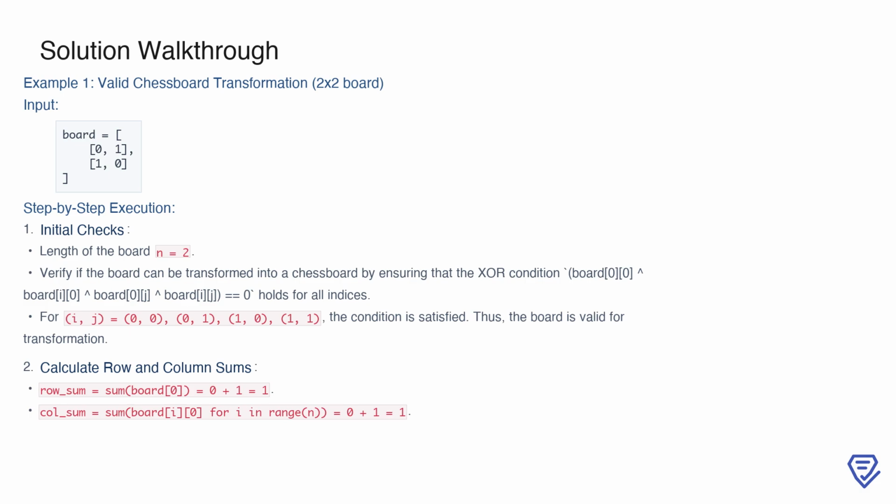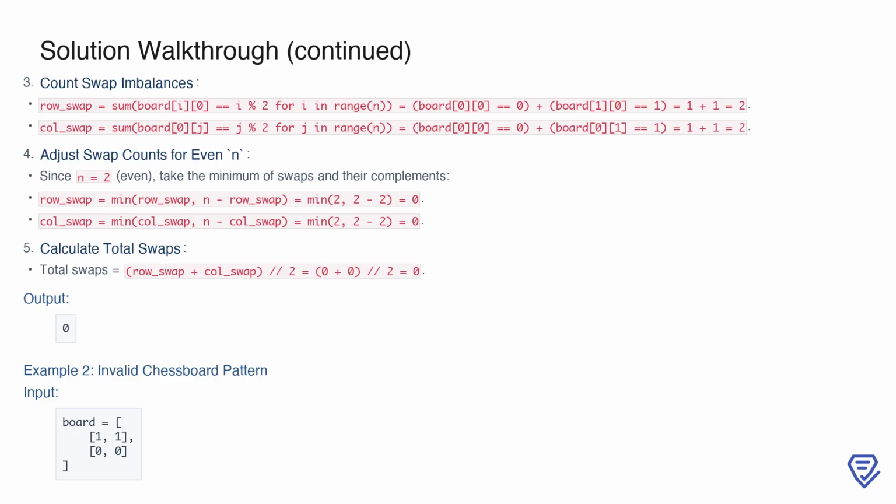Afterward, we calculate the sum of the first row and the sum of the first column. Both sums turn out to be 1 because there's exactly 1 one in each row and each column in the given board. The next step is to count the number of row and column swaps needed to transform the board. For row swaps, we compare each element in the first column with its expected value based on the row index. The calculation reveals that both rows already align with the ideal chessboard pattern, so row_swap is 2. Similarly, for column swaps, we compare the elements of the first row with their expected values based on the column index. Again, both columns align perfectly, resulting in call_swap being 2.